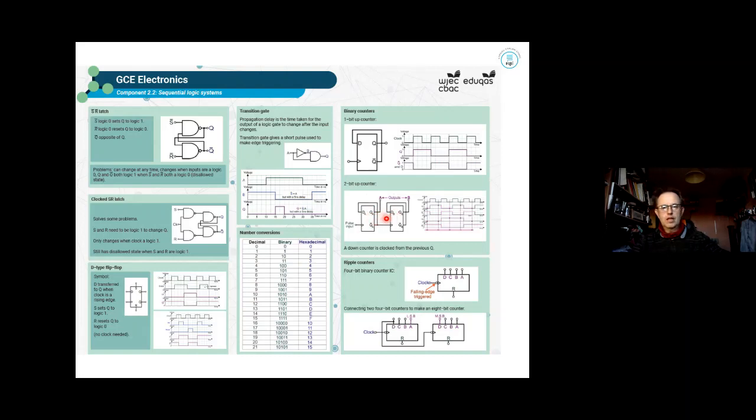With the binary counters, be able to chain together 2 D-type flip-flops to make a counter. You've got your ripple counters. You chain two of these together to make something which makes a 7-segment display light up as shown there. So, looking at sequential logic.